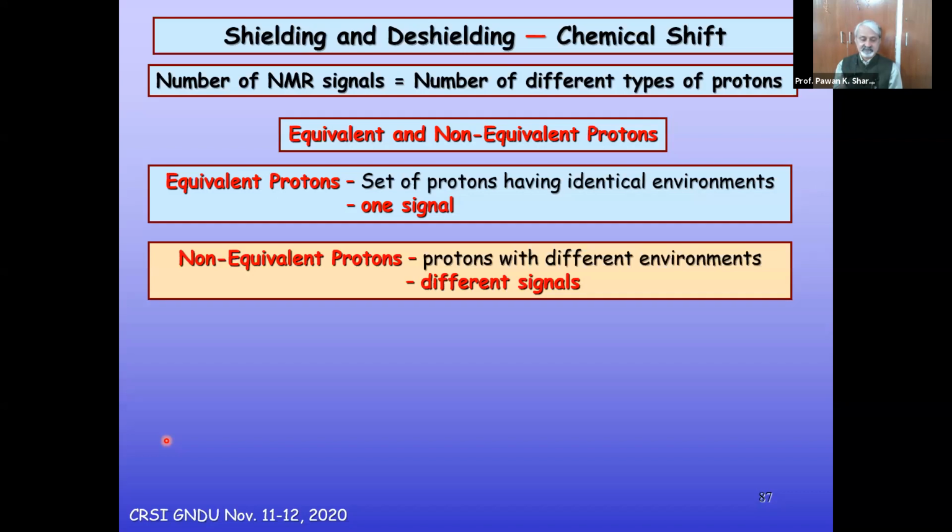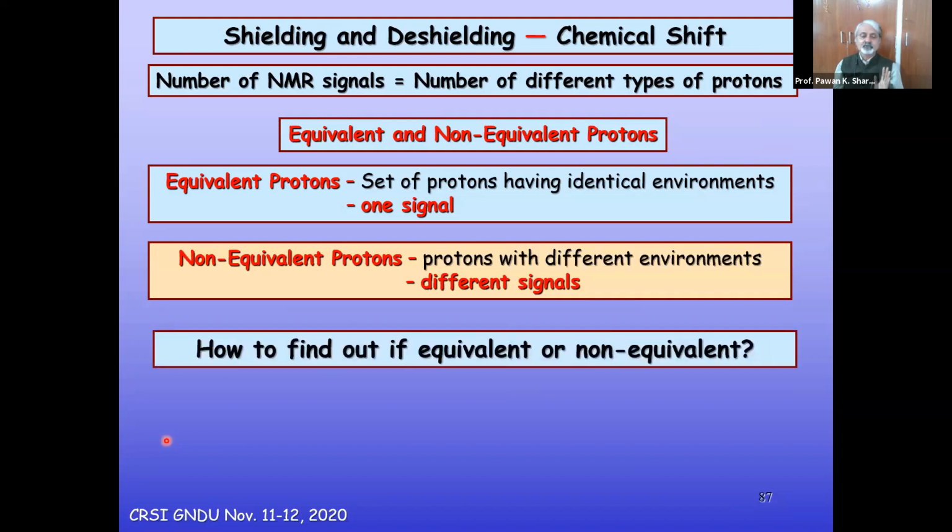That is one signal. They will give us only one signal. And non-equivalent protons means protons with different environments. So in different environments, they will give us different signals. And how to find out if the protons are equivalent or non-equivalent? We can find it out by a simple test, the proton replacement test.